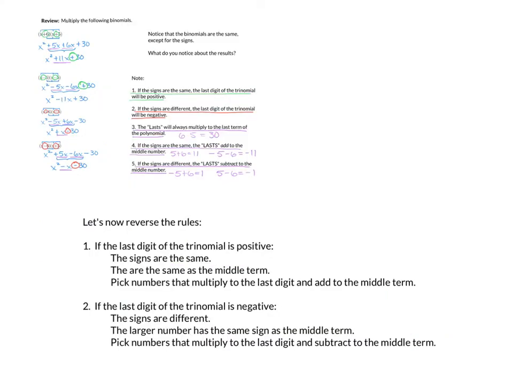Let's now reverse the rules. If the last digit of the trinomial is positive, the signs are the same. They are the same as the middle number. Pick numbers that multiply to the last digit and add to the middle term. If the last digit of the trinomial is negative, the signs are different. The larger number has the same sign as the middle term. Pick numbers that multiply to the last digit and subtract to the middle term.